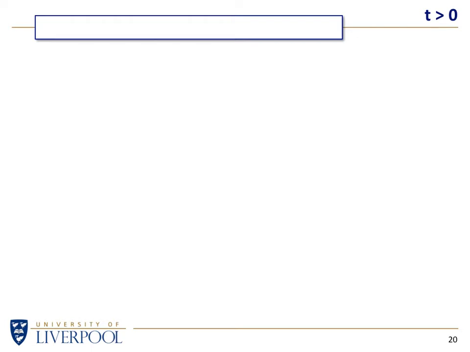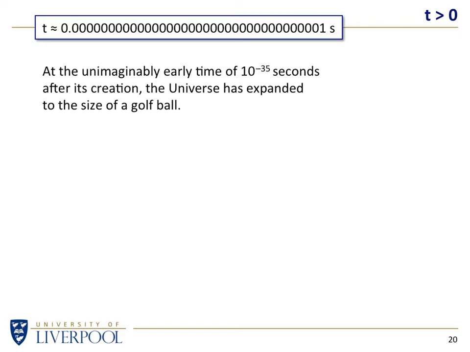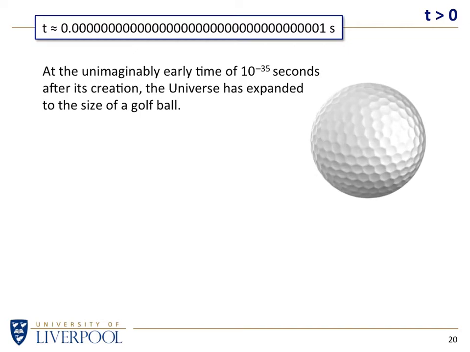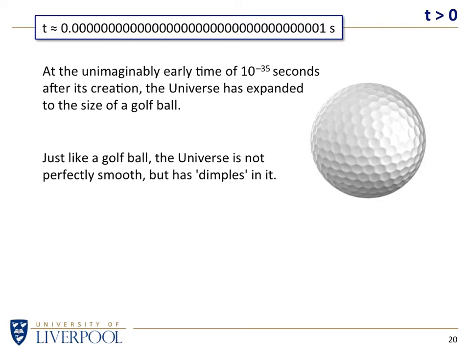Now let's move on a little bit. We are now moving forward a long, long time, and this is the time we're now dealing with. T equals 10 to the minus 35 seconds. At this point, 10 to the minus 35 seconds, the universe has expanded to be about that big. The universe is now a few centimeters across. It's about the size of a golf ball. And just like a golf ball, it's not perfectly smooth. It's a sphere, but it's not perfectly smooth. It's got dimples in it.